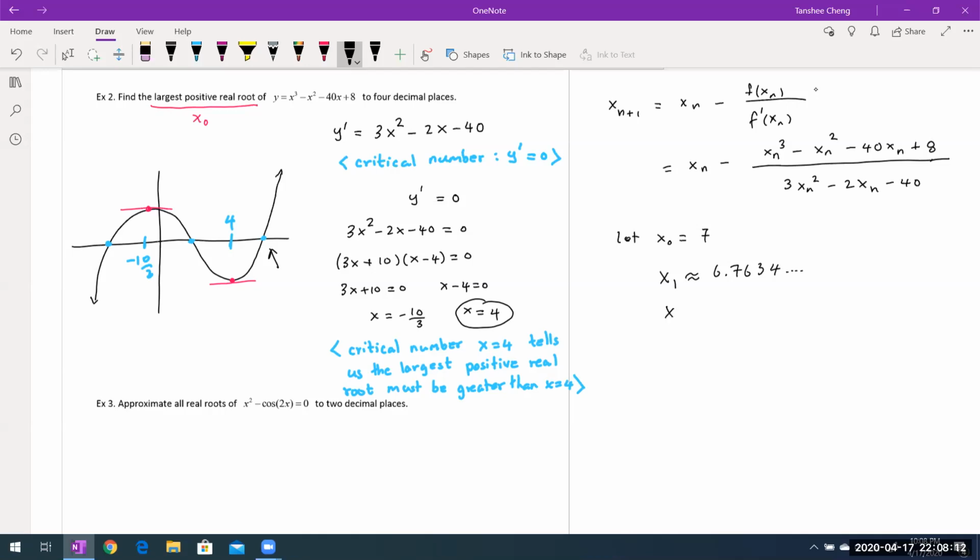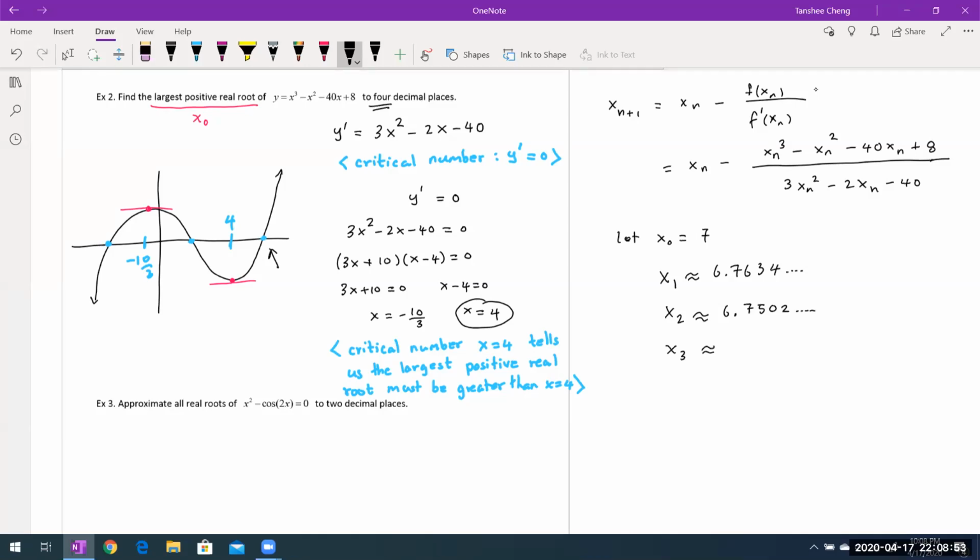When I go into the second iteration, this time I'm plugging all of this decimal number into the formula wherever x of n is, and using your calculator that gives me 6.7502, dot, dot, dot. Now to get the third approximation, because we want to make sure we get 4 decimal place accuracy, I have to keep going until all 4 decimal places are the same. So if it is a 4 decimal place answer, I will use at least 6 decimal places to plug in and then compute.